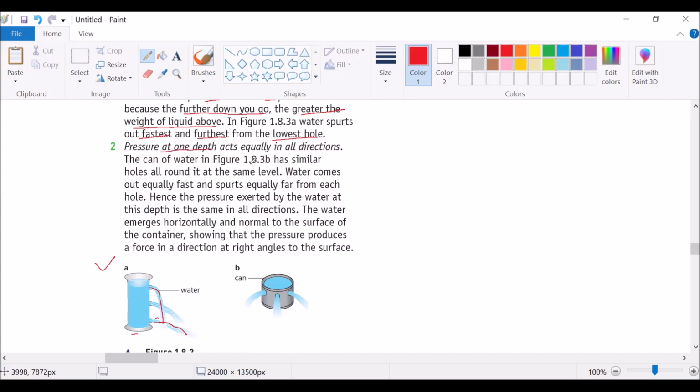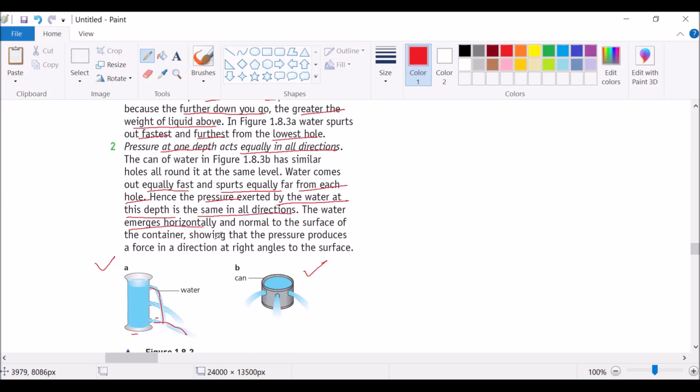Pressure at one depth acts equally in all directions. This can of water has holes at the same level around it. Water comes out equally fast and spurts out equally far from each hole. Hence, the pressure exerted by water at a given depth is the same in all directions.